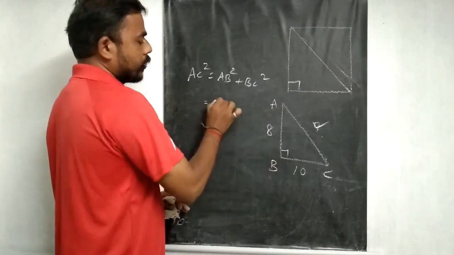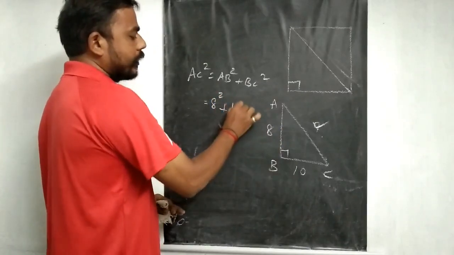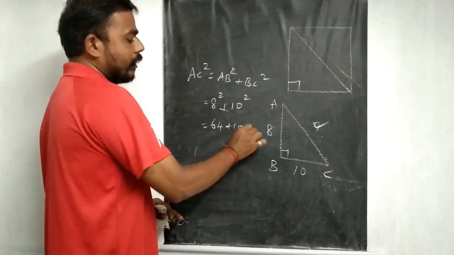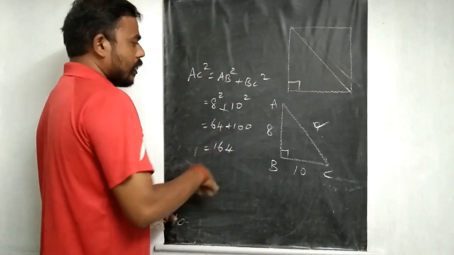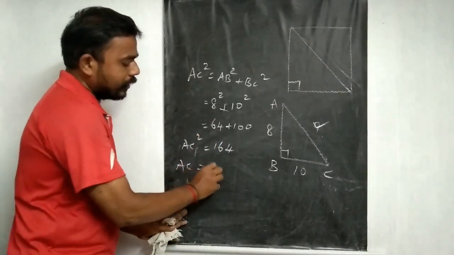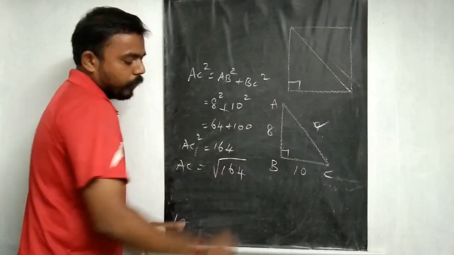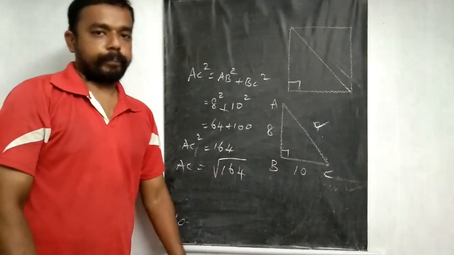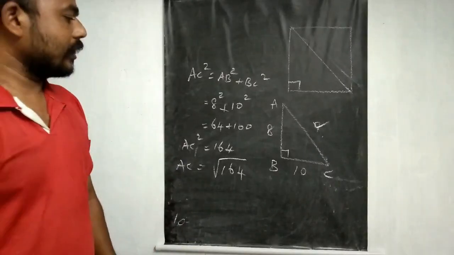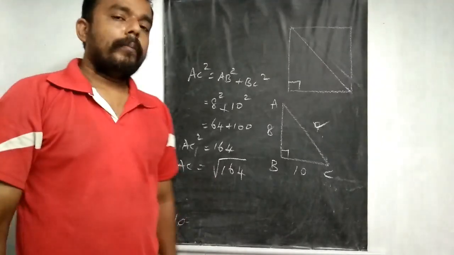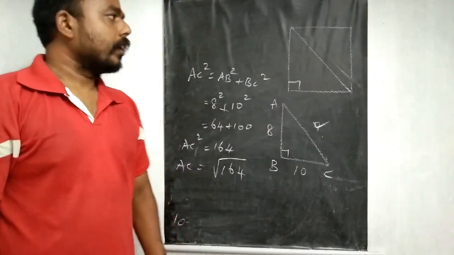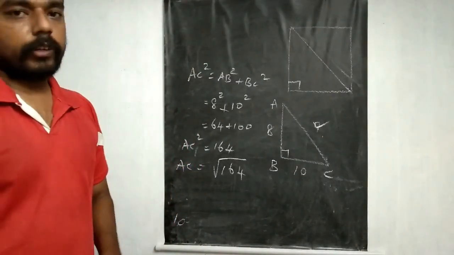So 8 squared plus 10 squared. 8 squared is 64, 10 squared is 100, total 164. Now AC squared equals this, and we need to find AC. AC equals the square root of 164. How do we find this square root? We can check using prime factorization whether it is a perfect square or not. How can we check? This we are going to study.